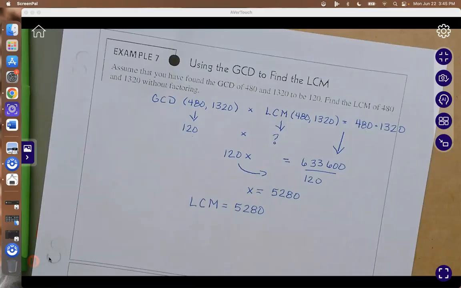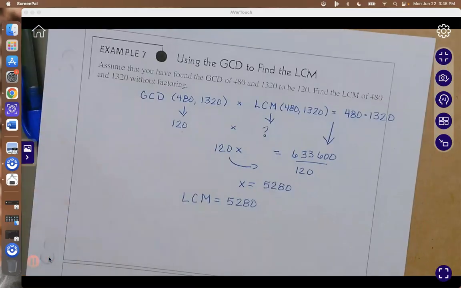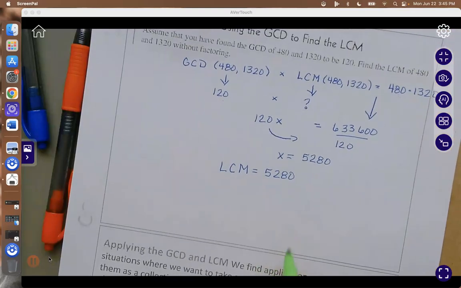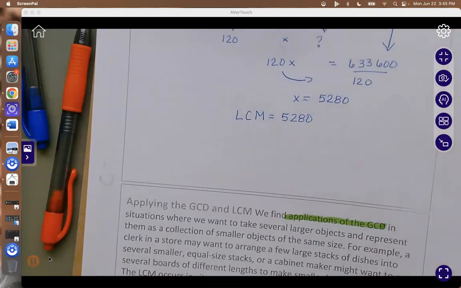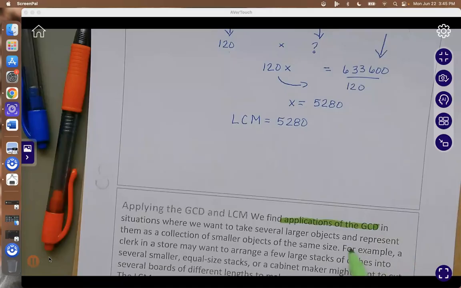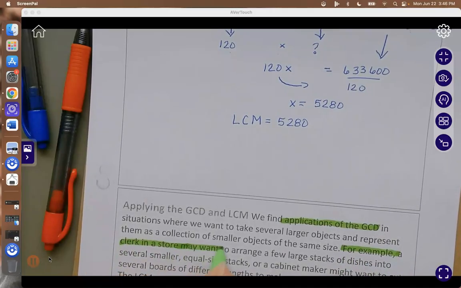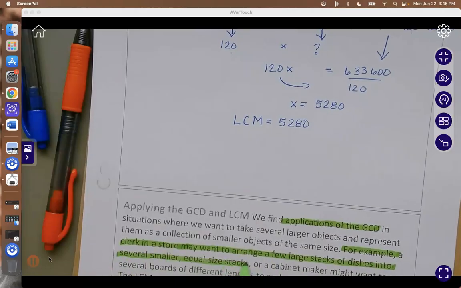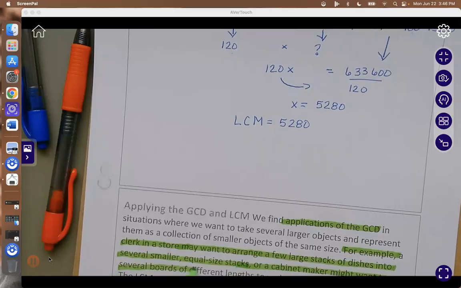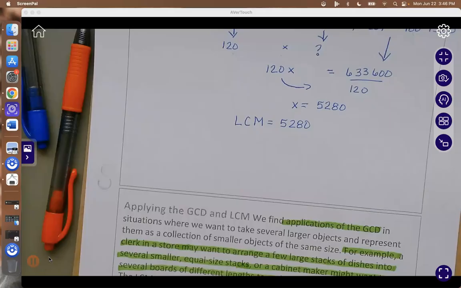Okay? So, we find applications of the GCD in situations where we want to take several large objects and represent them with smaller objects. For example, a clerk in a store may want to arrange a few large stacks of dishes into several smaller equal stacks. Or a cabinet maker may want to cut several boards of different lengths to make smaller boards of equal size.